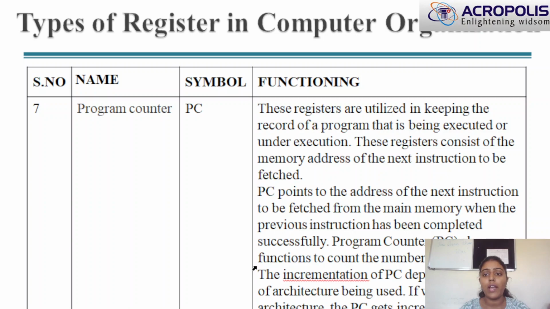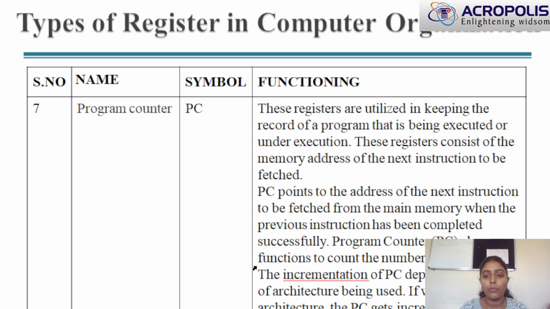PC points to the address of the next instruction to be fetched from the main memory when the previous instruction has been completed successfully. The program counter also functions to count the number of instructions. The increment of PC depends on the type of architecture being used. If we use a 32-bit architecture, the PC gets incremented by 4 each time it fetches the next instruction. The next register is the output register, which we indicate as OUTR.